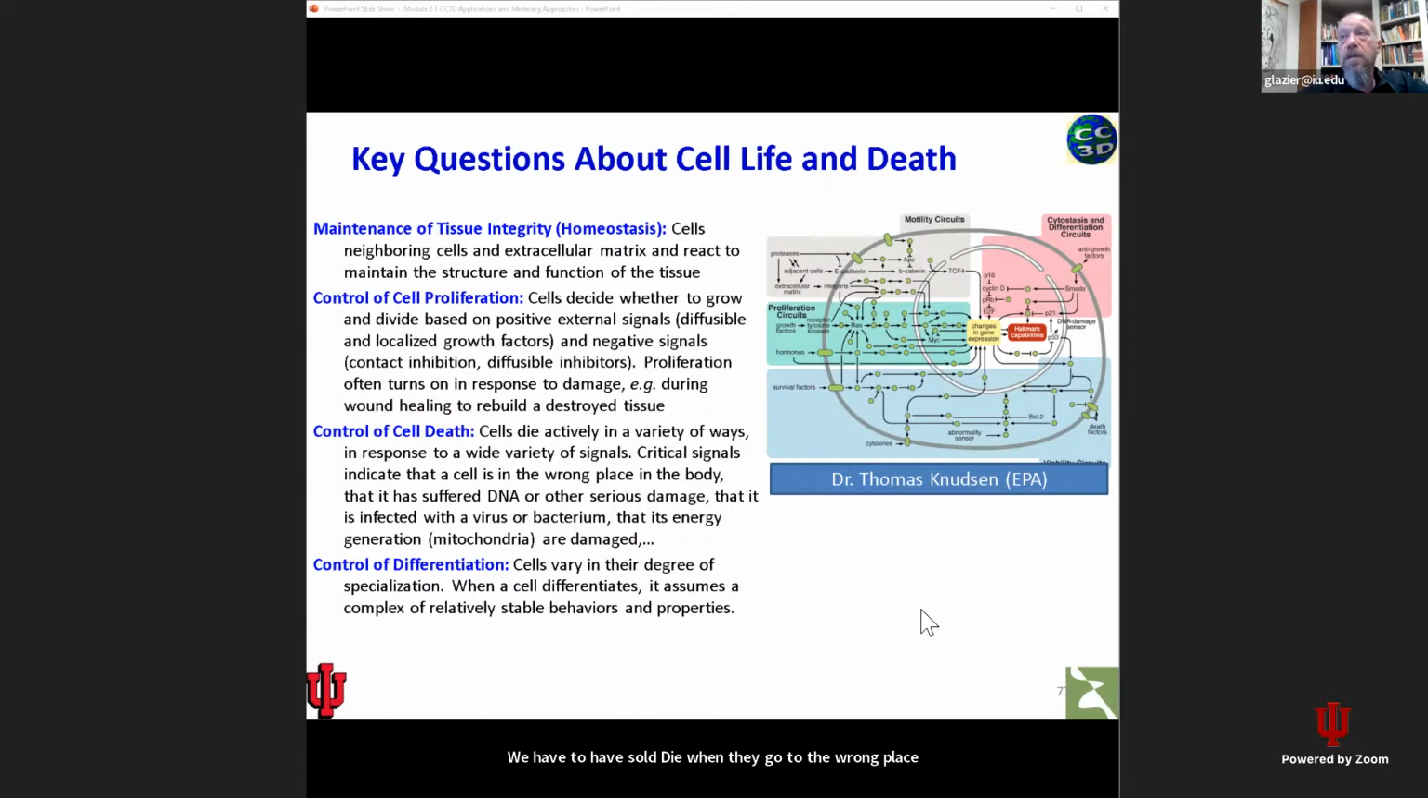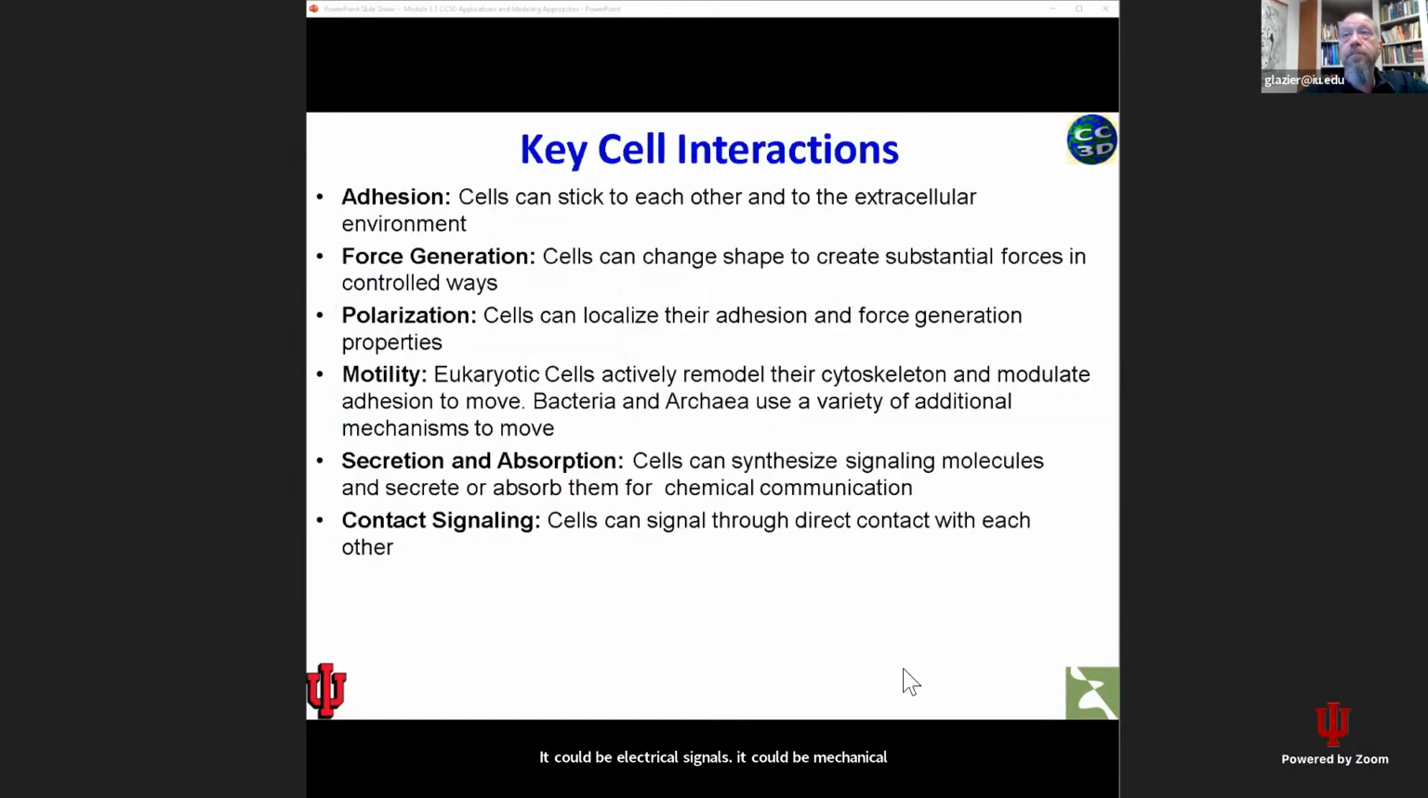Each one of these circuits, and there are multiple circuits, combines intracellular, cell-autonomous phenomena with signals. Some of those signals are diffusible signals. Some of those are contact signals with other cells or the extracellular environment. They could be electrical signals. They could be mechanical signals, pressure, substrate stiffness, and so on. We have to think about what cells do and how they interact.